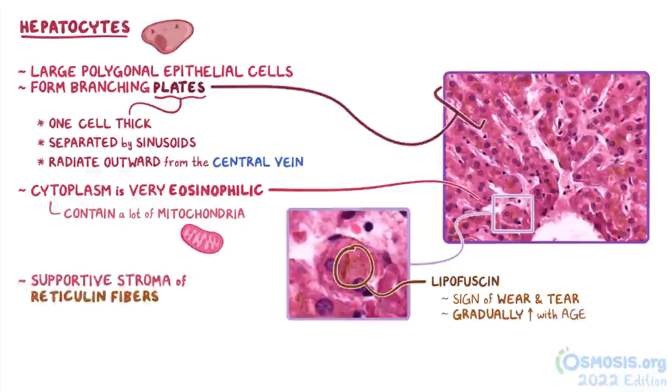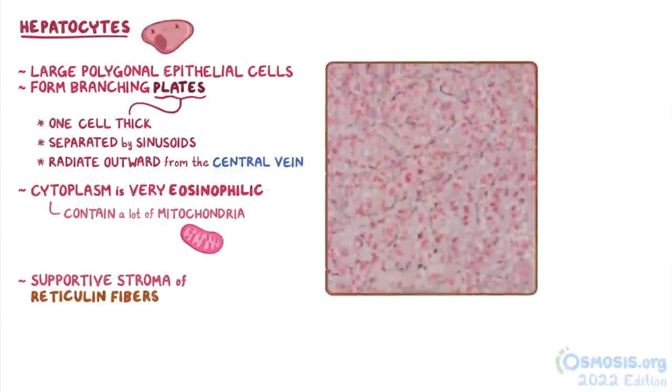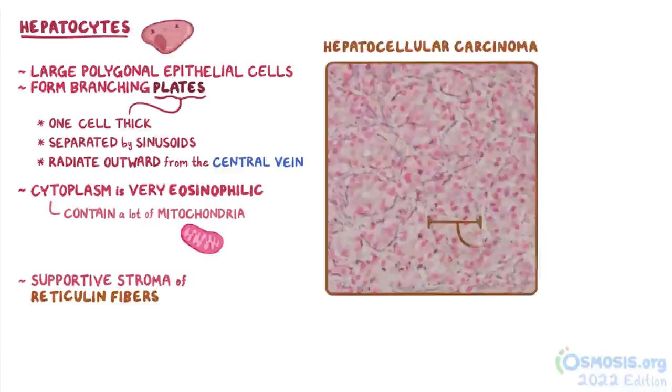These fibers are difficult to see with an H&E stain, but a reticulin-specific stain can be used in order to visualize the fibers and hepatocyte plates better. A reticulin stain is actually used to help diagnose hepatocellular carcinoma, since a liver with plates that are more than 3 cells thick is diagnostic, which we can see in this image.